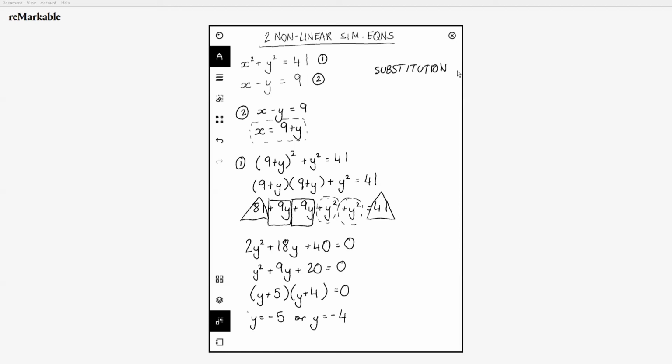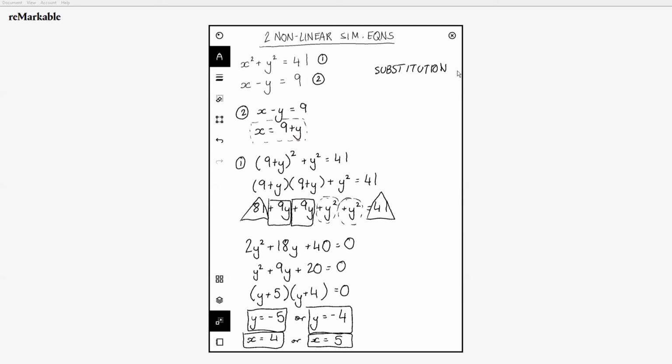So if we put those two values back into our equation, it's easiest to put it back into this equation because you've already got a value for x, it's just x equals that. So if we put minus 5 into it, then we're going to get 9 minus 5 is equal to 4. So x is equal to 4, or x is equal to, and if we put minus 4 into this, then 9 minus 4 gives us 5.